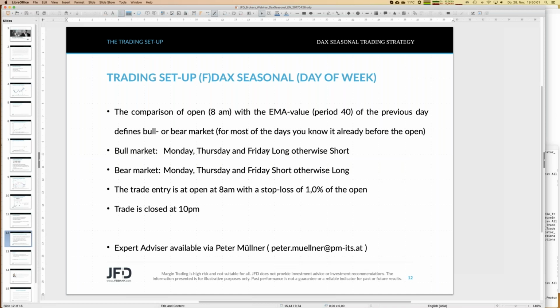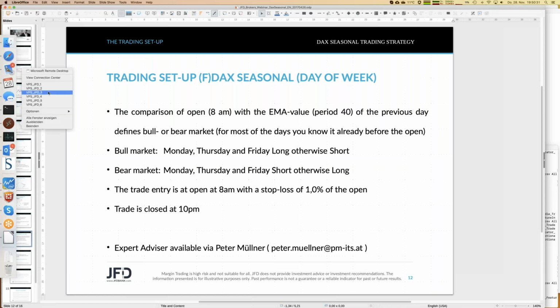So we have a stop loss, which is good and right, but we don't have a take profit. So the trade just runs. And at the end of the day, there are only two situations. Either you have already reached the stop loss during the day, or you close the trade. That's all. No overnight trade, no gap risks, nothing. That's the complete strategy. And as I mentioned, you might use an expert advisor for that as well.